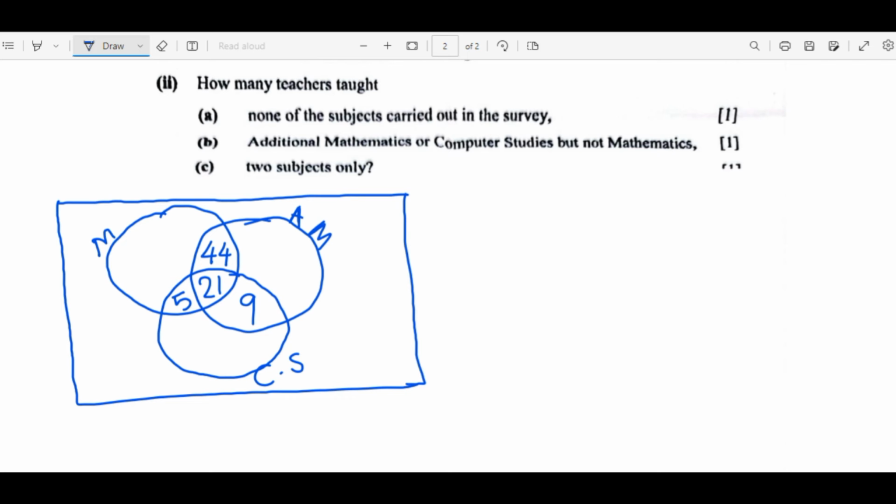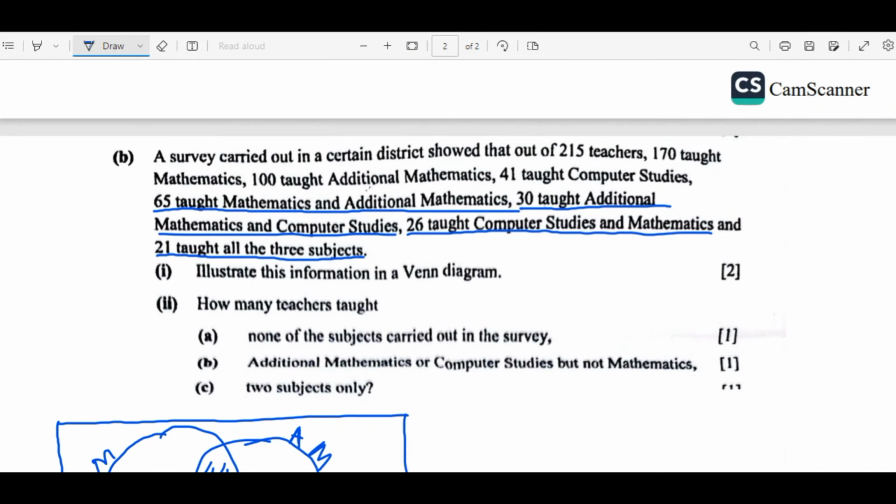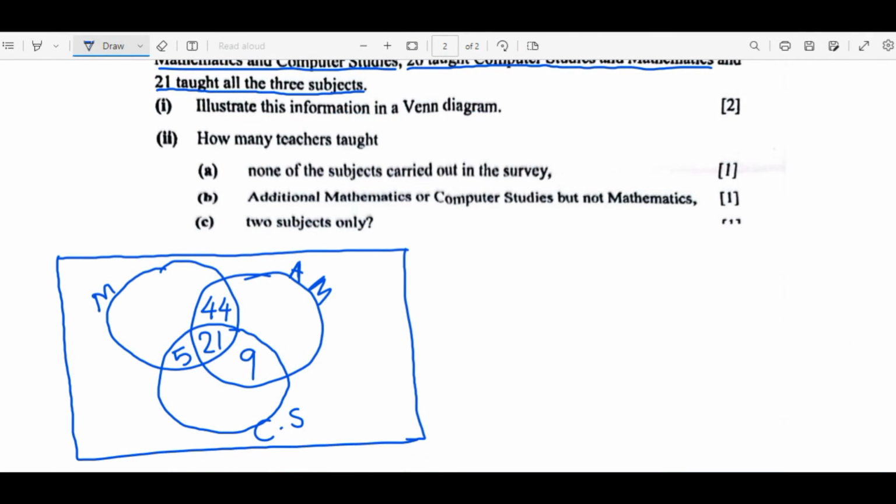Right, so after we are done, we need to now look at the first statement for each subject. So 170 taught mathematics. So from the set that is indicating mathematics, we have 44 is part of mathematics, 21 is part of mathematics, 5 is part of mathematics. So I need to add the 3 numbers that are part of mathematics, then subtract that sum from the total, which is 170. So we'll say 44 plus 21 plus 5 is equal to 70.